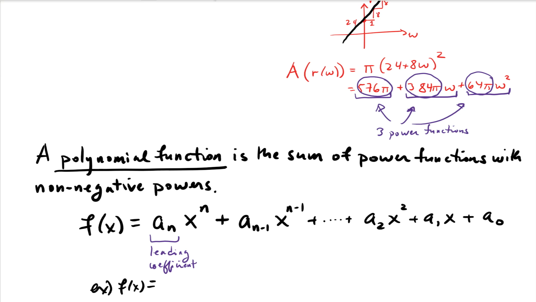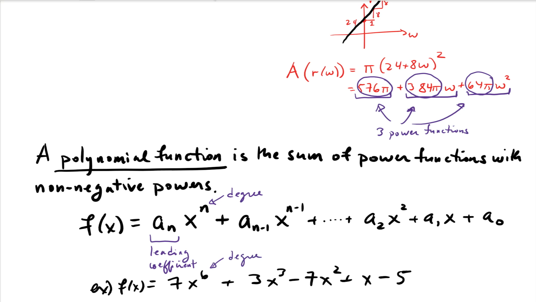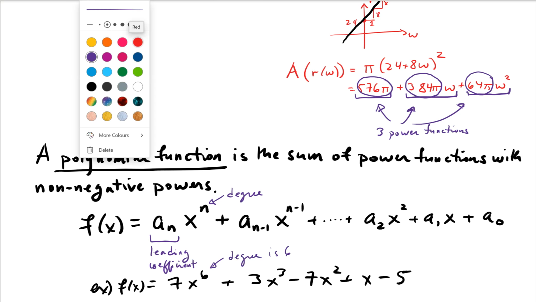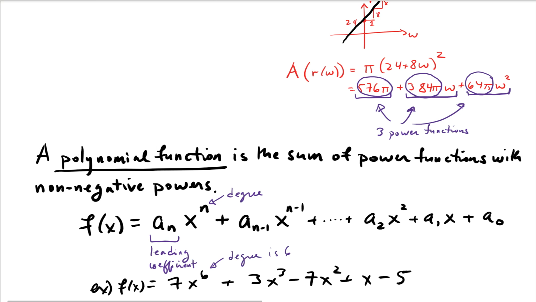So maybe if you want an example with numbers, f of x equals, I could have 7x to the 6 plus 3x cubed minus 7x squared plus x minus 5. Okay, so the largest power of n, that's called the degree of the polynomial. So here the degree of this polynomial is 6. Okay, the entire term here, with the largest power, that's called the leading term.